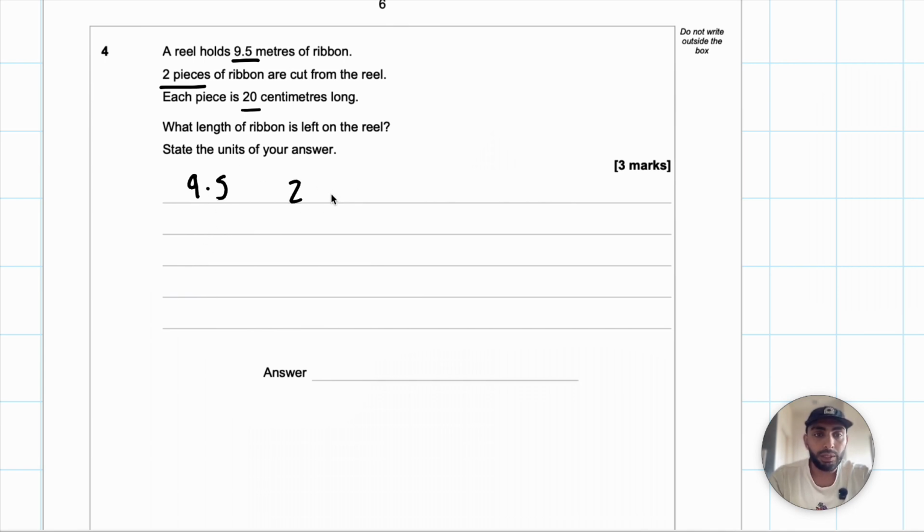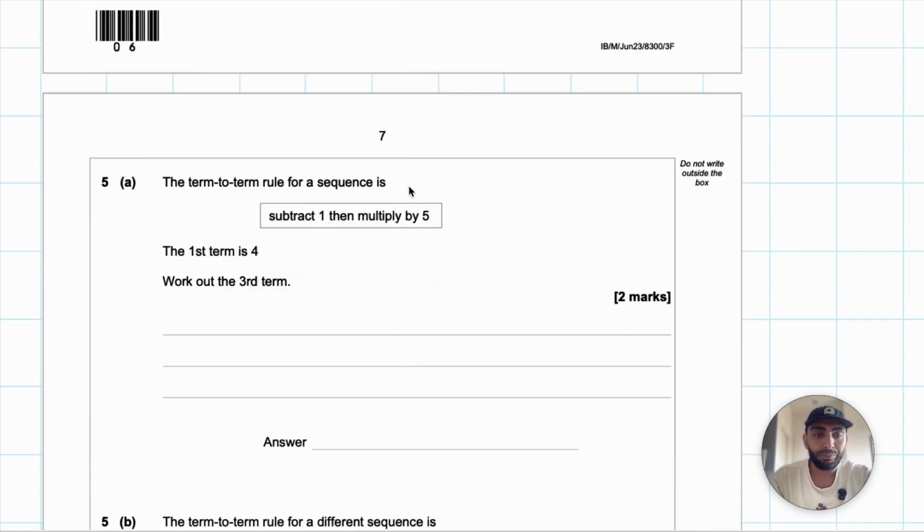2 pieces are being cut off and they're each 20 centimeters long. How much is 20 centimeters in meters? We're just dividing that by 100, so it'd be 0.2. So we're multiplying this by 2 because there's 2 lengths and we're taking that away from the total length of the ribbon. 9.5 take away 2 times 0.2. I know this is 0.4, so that'd be 9.1. You can just put it into your calculator as well.